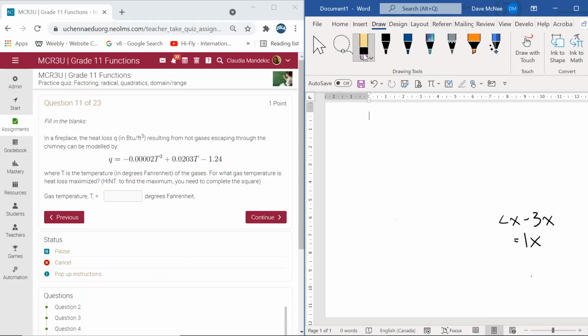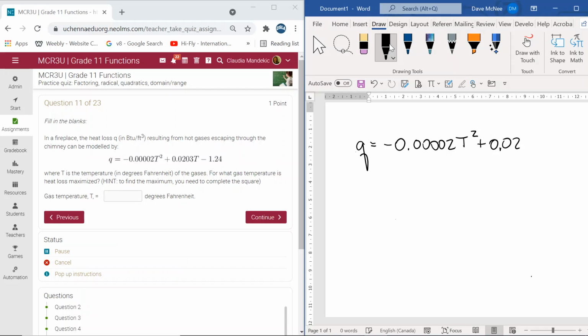You just have to. So you might say, oh man, this is so hard, but it's not. I've done it twice already. Let's go ahead and complete the square. It's 1.2342 t squared plus 0.0203 t minus 1.24.